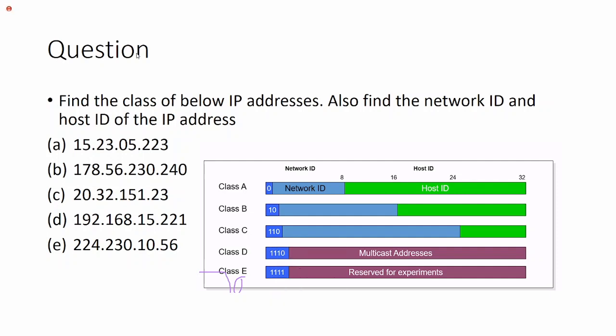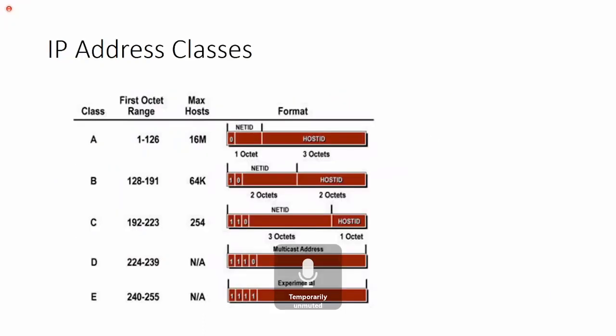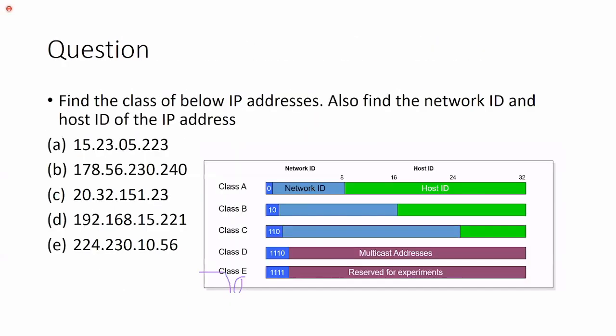What is the network ID then? 15, right? So the first number is the 8 digits, 15. The second one, B, starting from 178, which means which class? 178, class B, right? So then the network ID is?